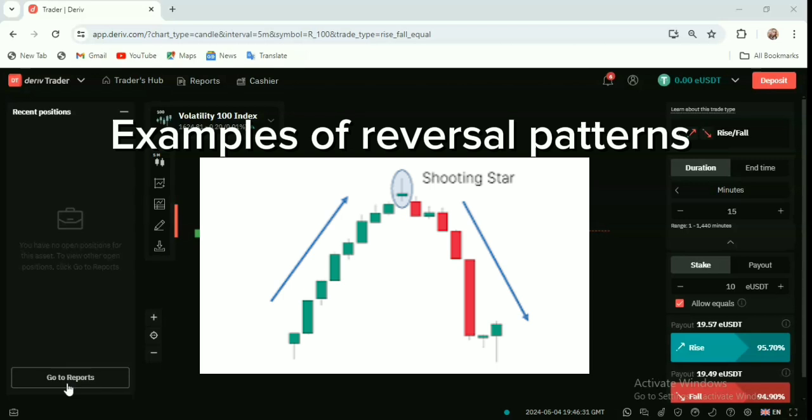Same goes with the shooting star. It's like an inverted hammer. It's a single bearish candlestick pattern that generates a signal for a bearish reversal trend.